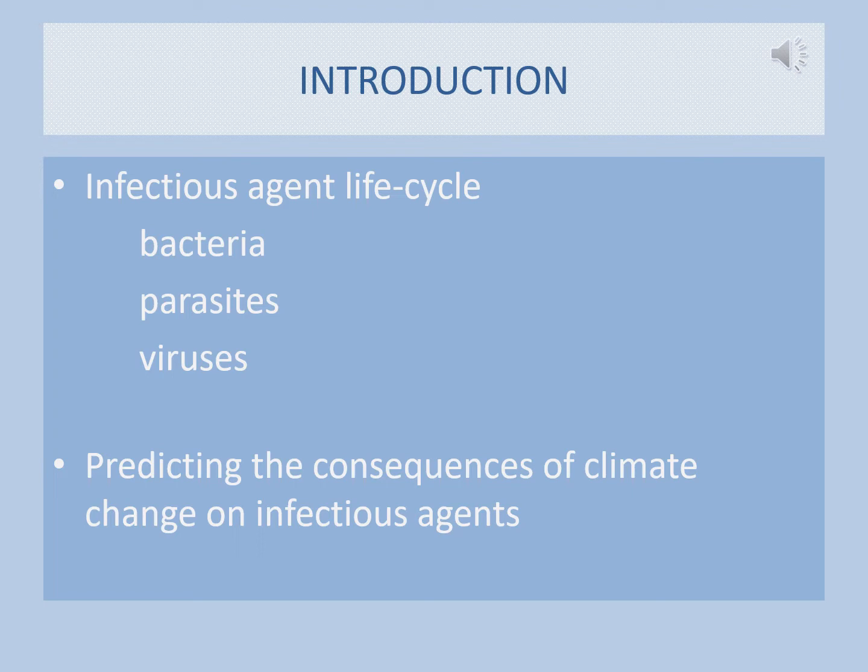Some of the predictions for the consequences of climate change on infectious agents include induced range expansion in malaria due to climate change, malaria being more prevalent in higher altitudes and geographical locations, and an increase in temperature that alters the risk of diseases.